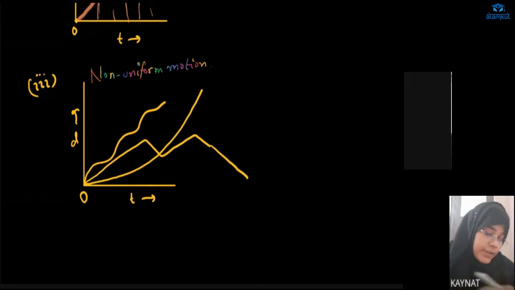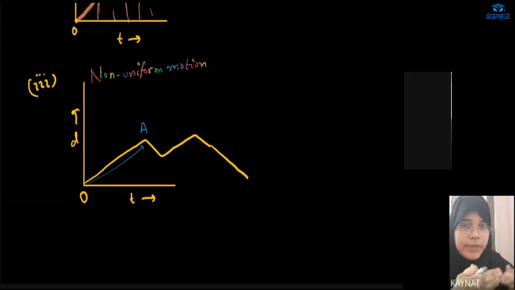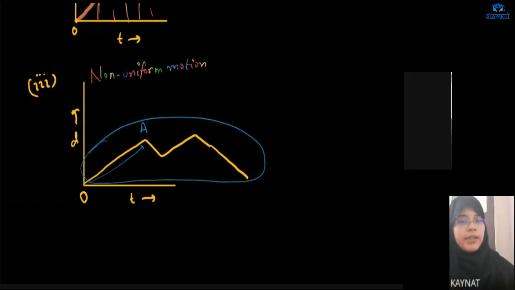But as a whole, if you look at it, it will look non-uniform. But suppose O to A, it will be uniform, right? Because it is a straight line. If we talk about just O to A, it would be uniform. But if we talk about the whole journey, then it will be non-uniform. So mind it, it can also be asked like this: what kind of motion is represented by OA? OA is representing uniform motion, but the whole journey is representing non-uniform motion.